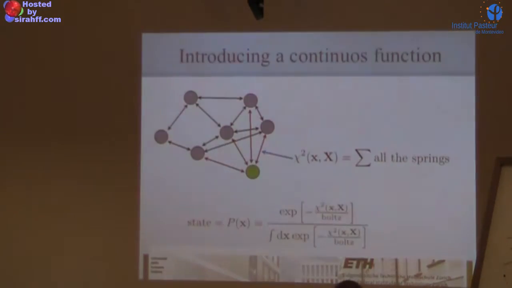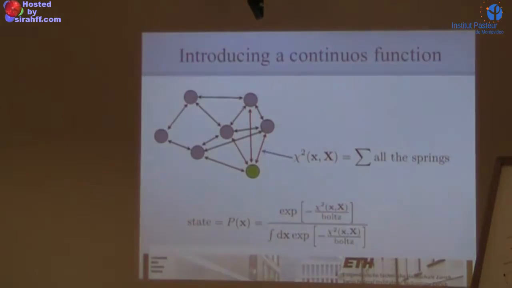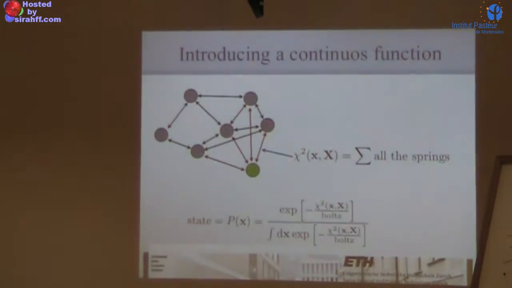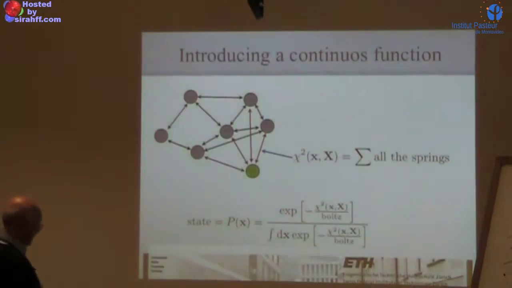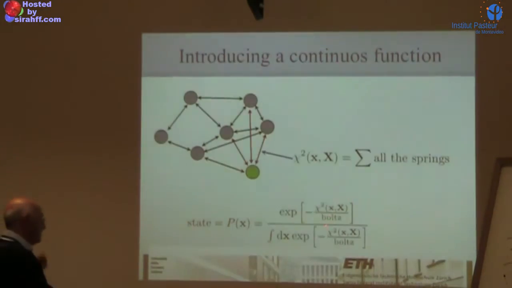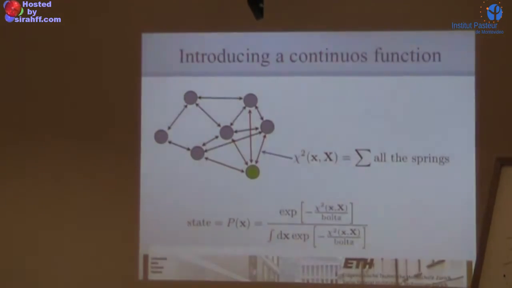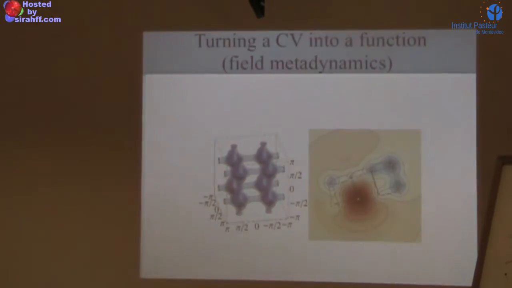So we get around this by, rather than assigning one point in the image space, assigning a distribution. We define a distribution, and introduce some fancy arbitrary temperature. That's only a technical thing, not a real temperature. This is the stress function, and so the position is not defined by one single point but by a distribution, and that we call field metadynamics. And that's how it is now.